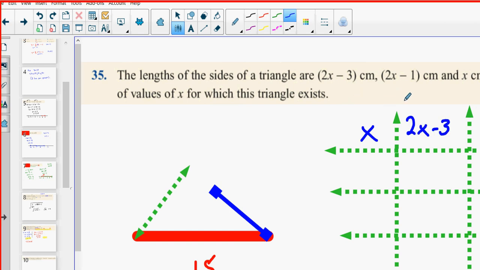Now, x can't be 0. Can you tell me why? Oh yeah, x can't be 0. Can you tell me why x can't be 0? 2 times 0 minus 3 is minus 3. It means one of the lengths is minus 3 and the other length is minus 1. It's impossible, isn't it? Why is it impossible? They have to be bigger than 0. Yeah. And then 1? No.